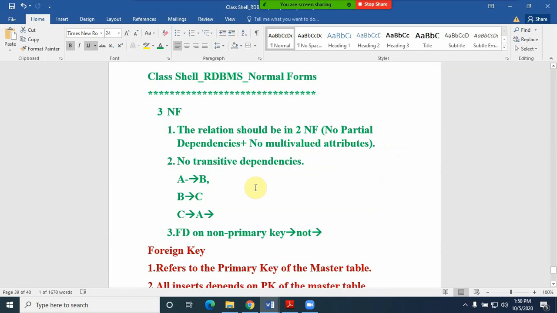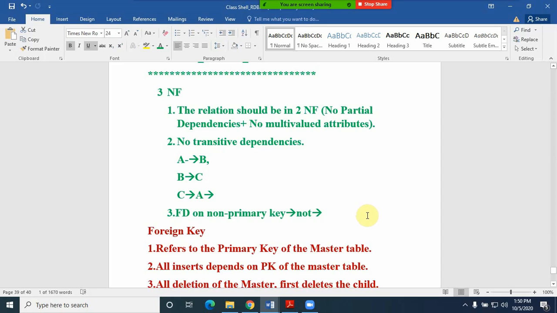In today's class, we started the discussion of 3NF and also covered the BCNF notation. If I consider the third normal form, the relation should be in the second normal form, and there should be no transitive dependencies.